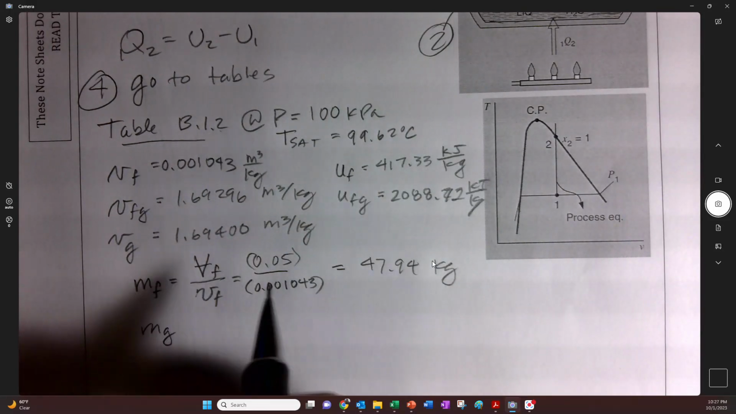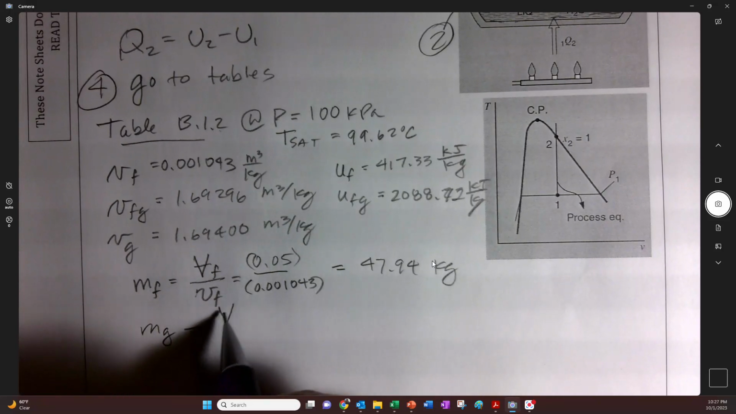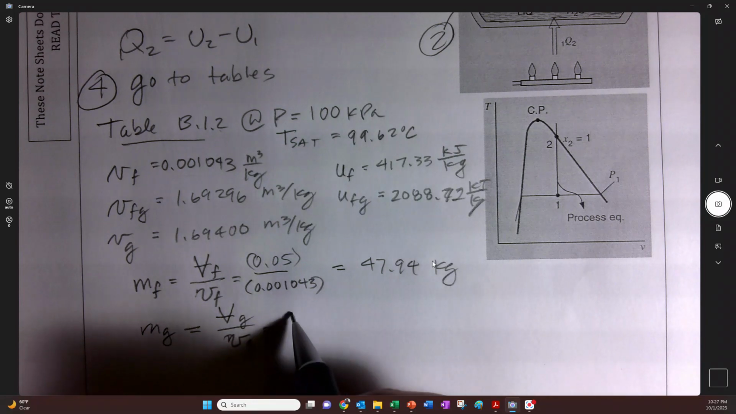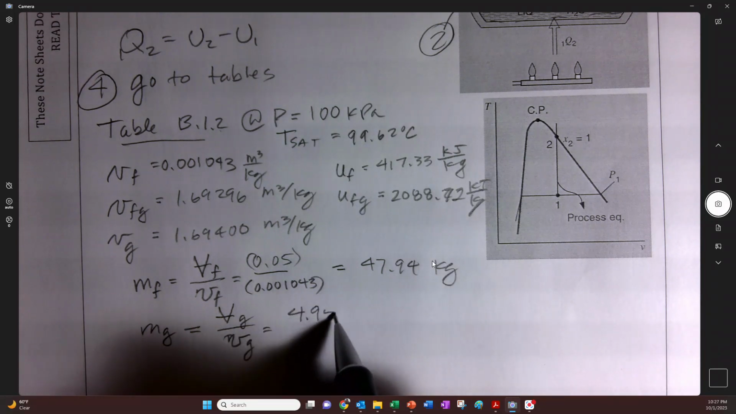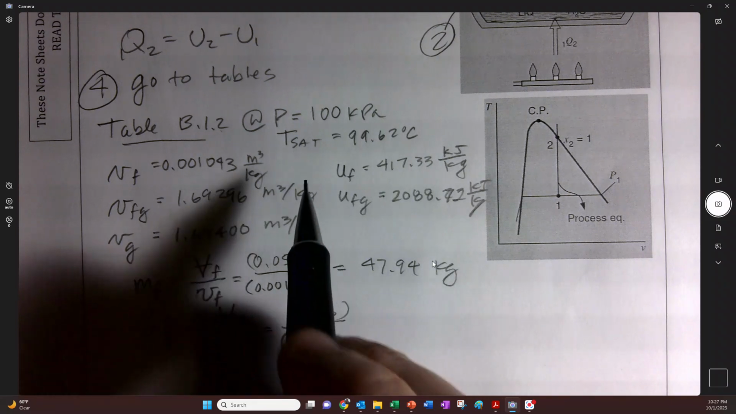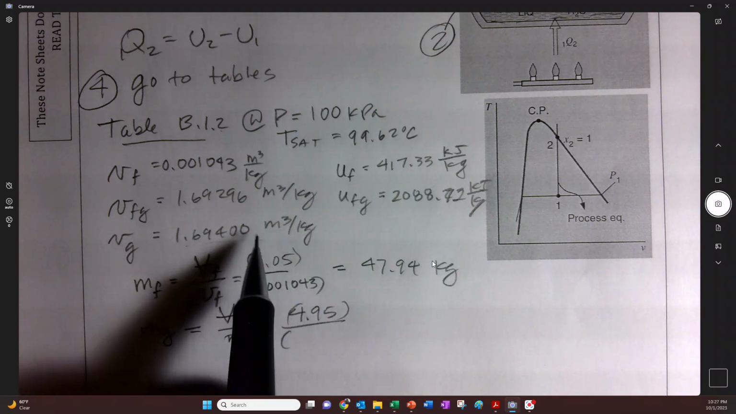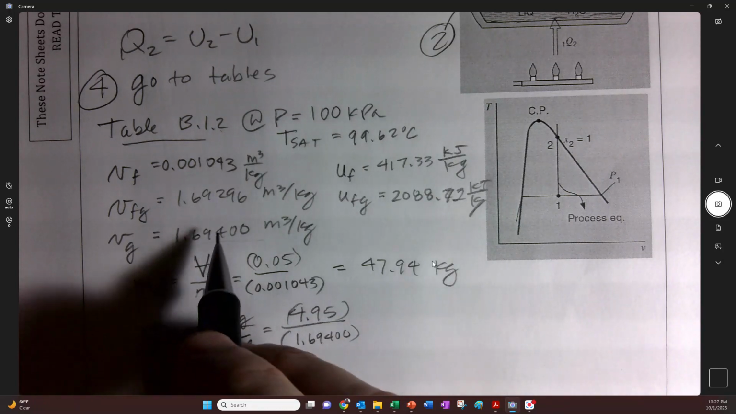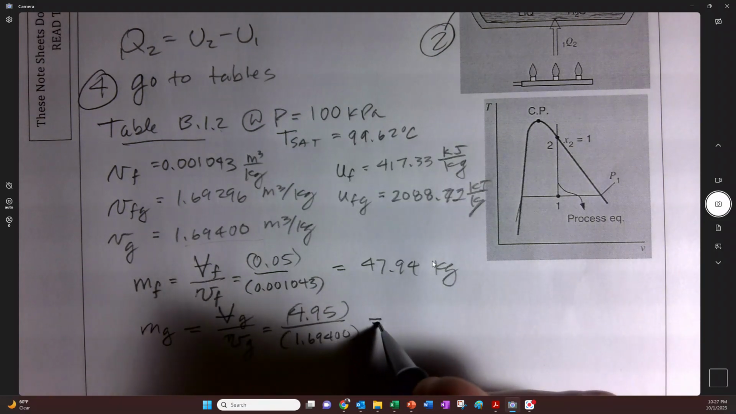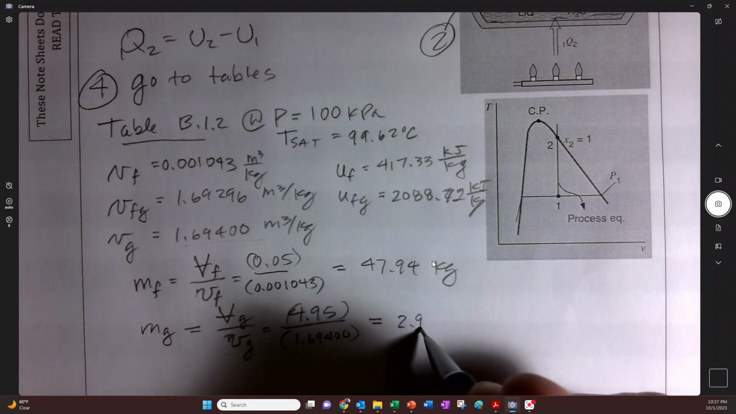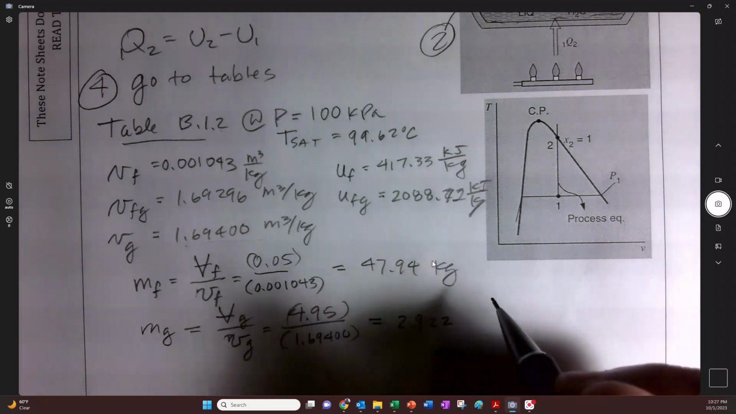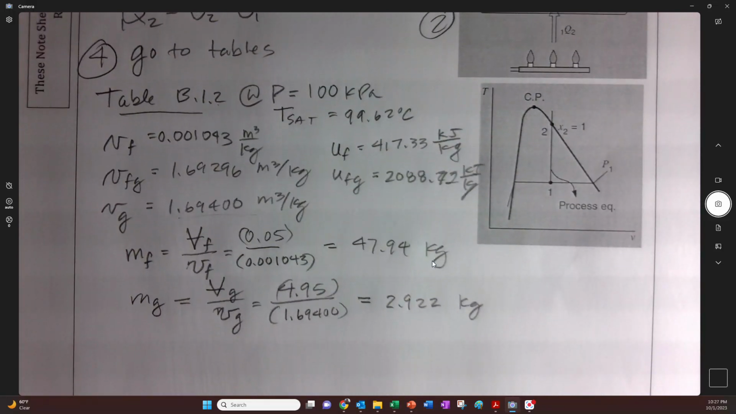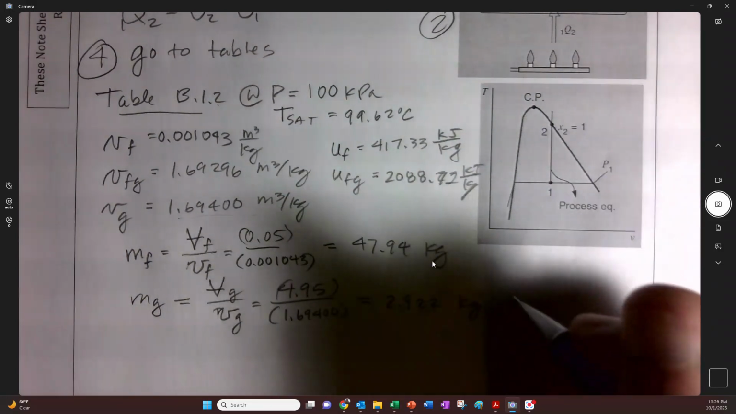Similarly, for the gas, the rest of the volume is gas, and we'll take the VG. So that's going to be 4.95, and the specific volume VG is 1.69400. So you can see that even though there's a lot more volume of gas, there's very little mass there because of how different the specific volumes are. I still kind of think of it as density.